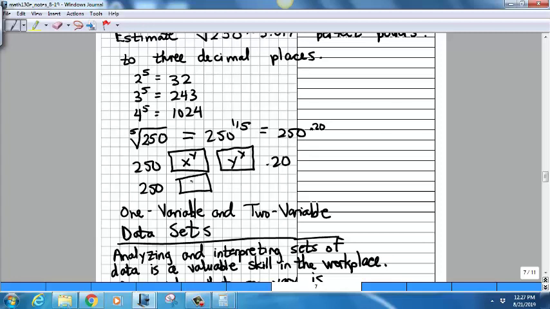Now, on some calculators, particularly graphing calculators, you might also have a caret key, which is often used to represent a power. So on your calculator, you might have a caret instead of an x to the y key, and you can also use that to raise 250 to the 0.2 power. Of course, you'll get the same result either way. So depending on the model of your calculator, this is how you can estimate the fifth root of 250, by using fractional exponents.